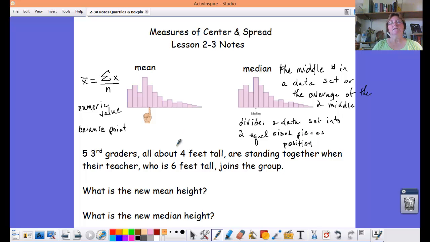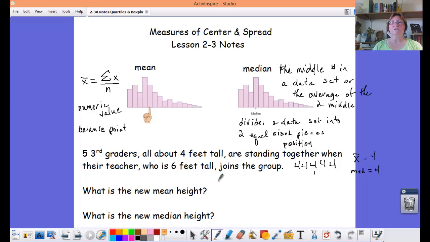Okay? To illustrate some properties of the mean and median, I'd like you to consider this. 5 third graders, all about 4 feet tall, are standing together when their teacher, who's 6 feet tall, joins the group. Folks, that could have been my daughter's 5th grade teacher, Miss Rademacher. She was huge. Before she gets into the picture, there are 5 of them standing there, all about 4 feet tall. And if that's the case, then you know that the mean, or the arithmetic average, has to be 4. You'd add all those together and divide by 5, and you get 4. It's also true that the middle value in this data set is 4, so the median is also 4 here.